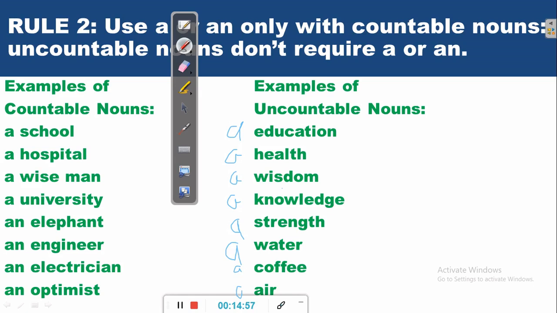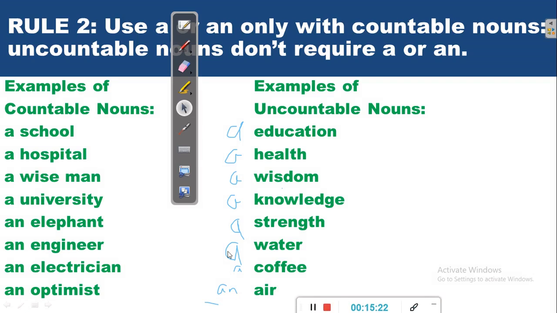And can we say an A? All right, so let's look at this. Now, education is uncountable. So we cannot say an education because you can't talk of one education, two education, three or more.